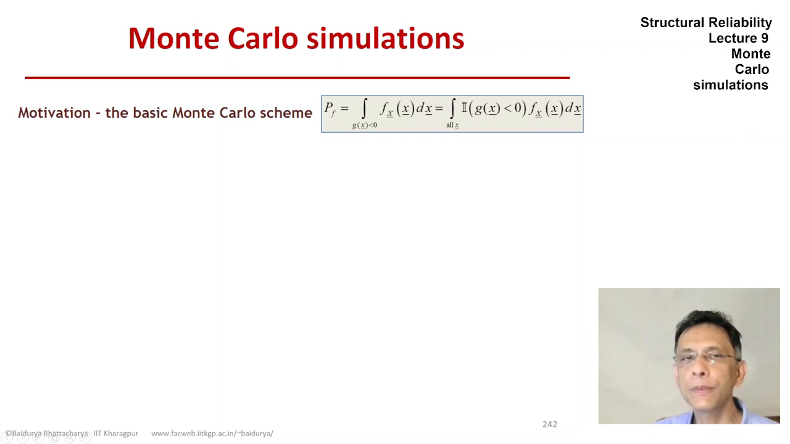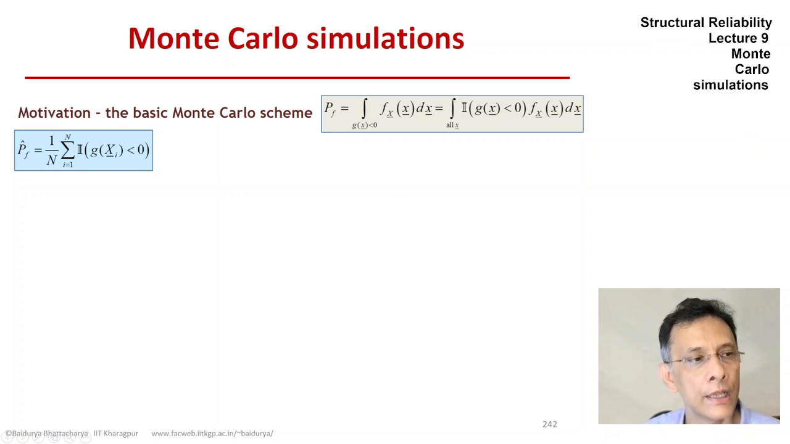So this gives me the idea, and that's what is done when estimating failure probability in Monte Carlo simulations: to estimate the failure probability as the average, the expectation of the indicator function. So we generate the x vector n times and find the truth of g less than 0 every time, and just take the average of those counts.